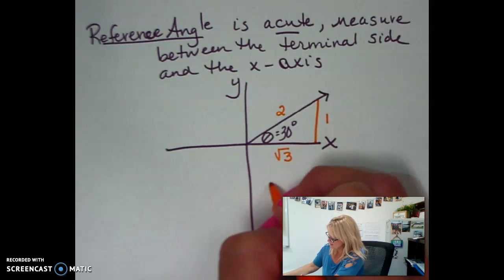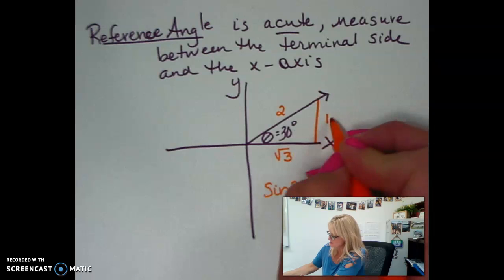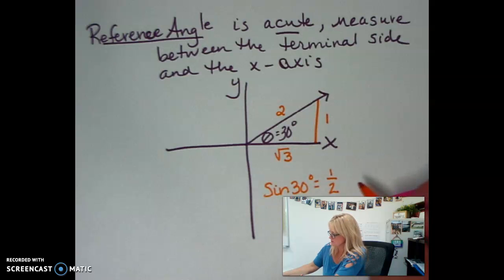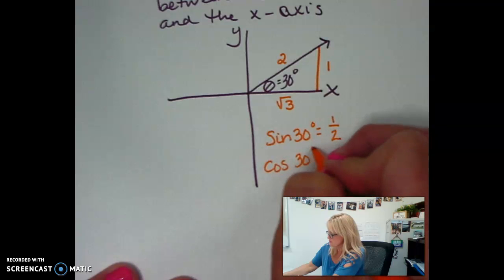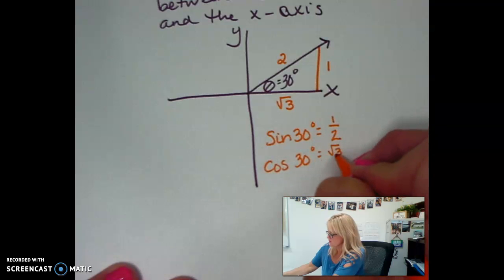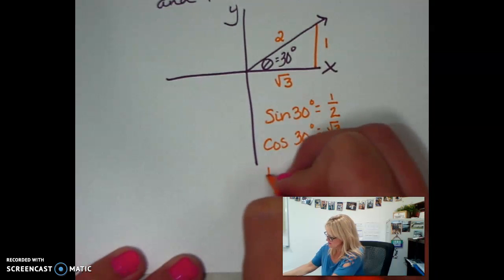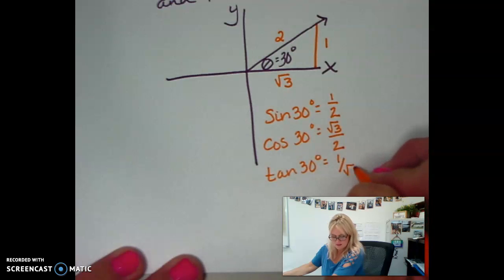So the sine of theta, which is 30 degrees now, is SOHCAHTOA, opposite over hypotenuse. The cosine of 30 degrees then would be adjacent over hypotenuse. And the tangent of 30 degrees would be opposite over adjacent.